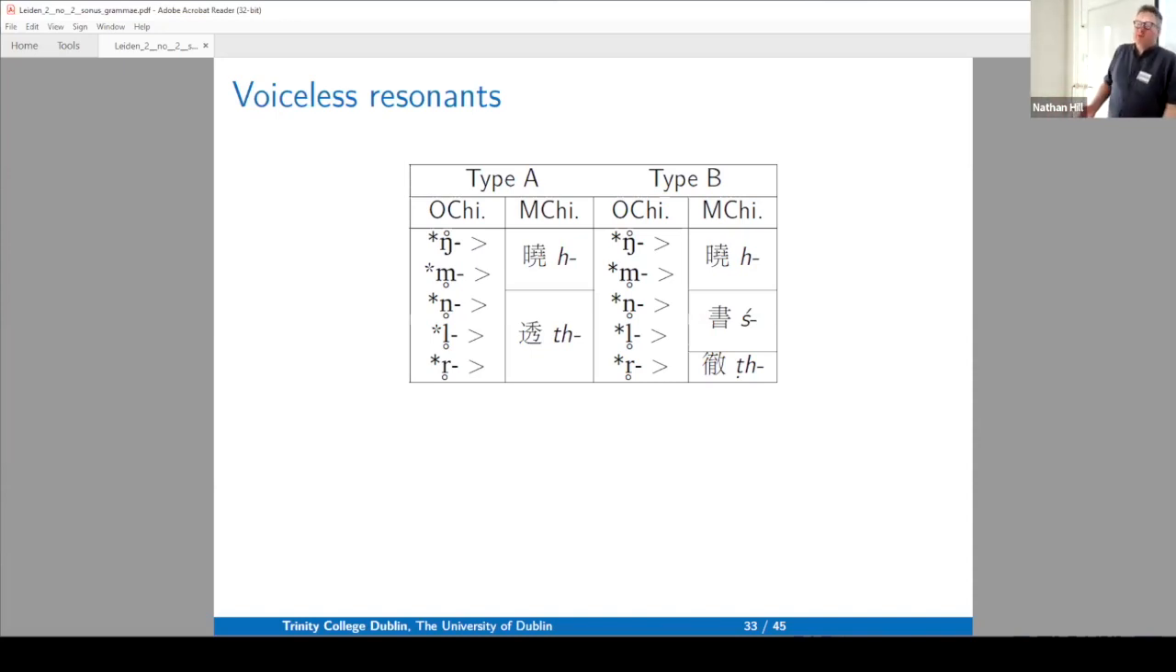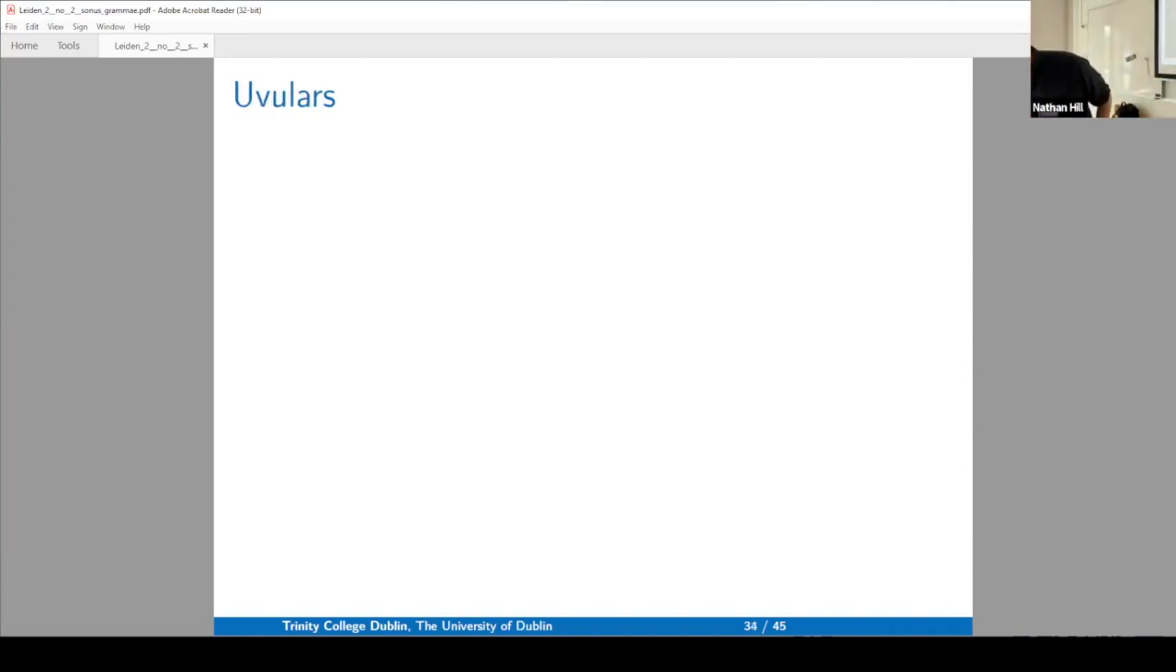I never hear people talking about grave and acute initials, but we find it very useful because then you have a cover term: stuff at the extremes of the mouth is grave and stuff at the middle of the mouth is acute. Yeah, and these kinds of patterns happen all the time in the development of Chinese, where labials and velars work one way and other stuff works another way. Okay, so that was it for voiceless resonants.